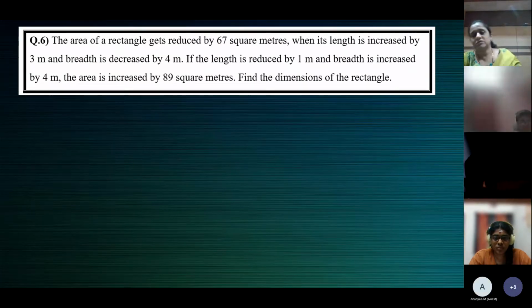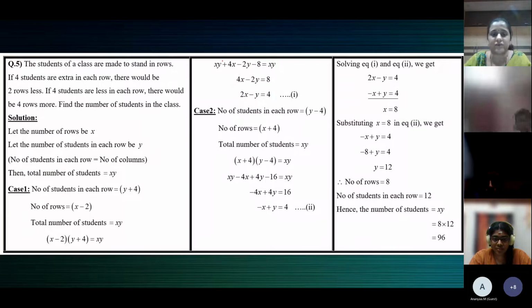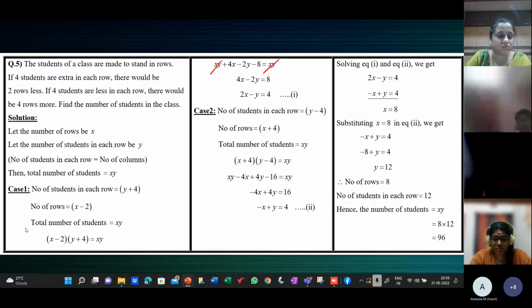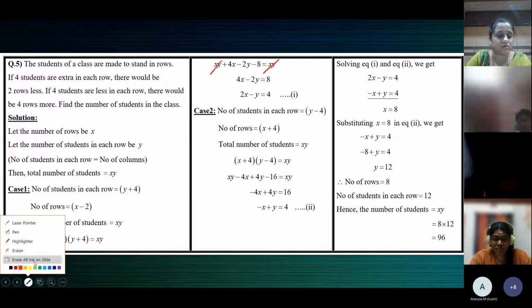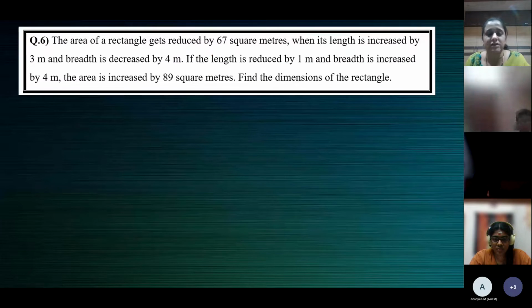Similar, some children. So here also, the area of a rectangle gets reduced. Similar meaning you will get an equation like this where xy gets cancelled on both the sides. So I've grouped such questions. The area of a rectangle gets reduced by 67 square meters when its length is increased by 3 meters and breadth is decreased by 4 meters.